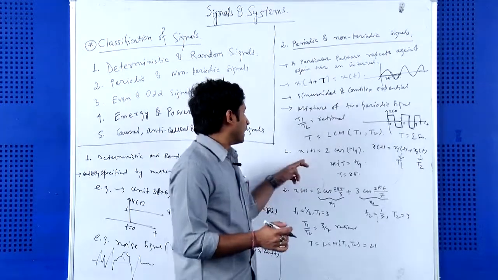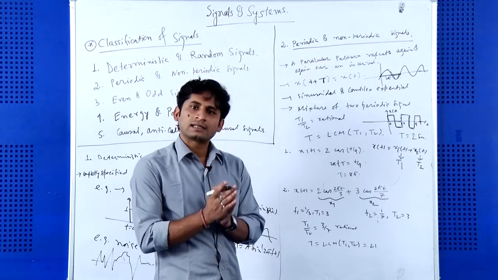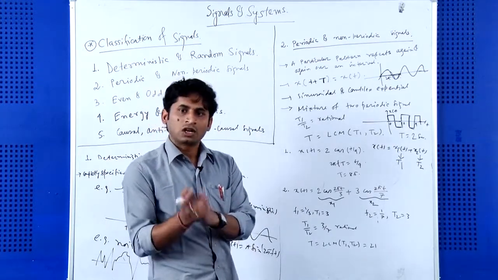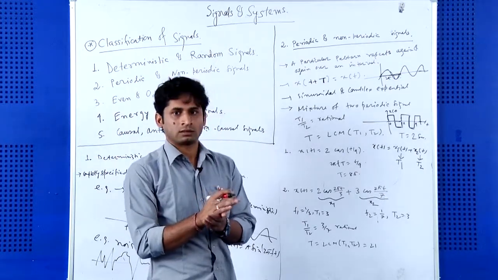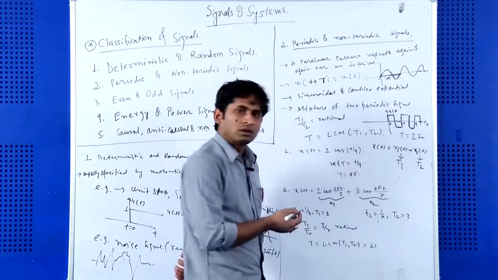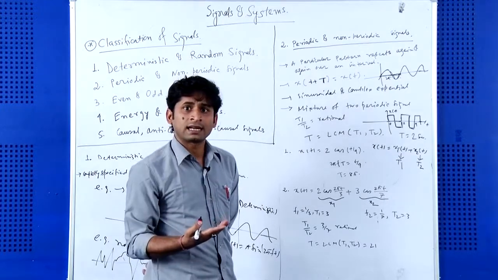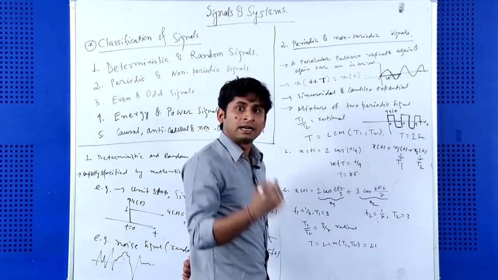As we know, all the sinusoidal signals, it may be a sine signal, it may be a cosine signal, and not only that, all the complex exponential signals are also periodic. So here x(t) is 2 cos(t/4), so it is a cosine signal, and obviously it is a periodic signal. Now no doubt, we have to find the fundamental time period.